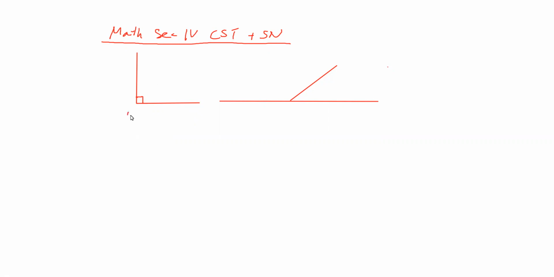Essentially, whenever you're talking about a 90-degree angle, that is called a complementary angle. And whenever you're talking about a straight line where two angles add up to give you 180, this is what we call a supplementary angle. That's all I wanted to really review with you in terms of those two types of angles.